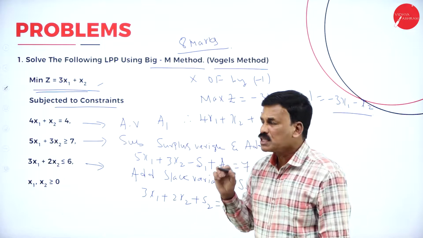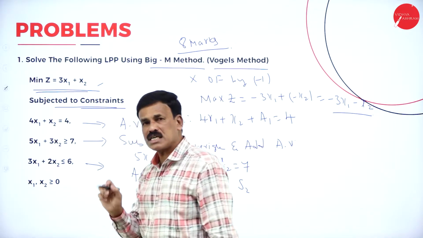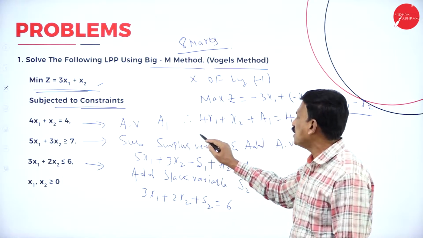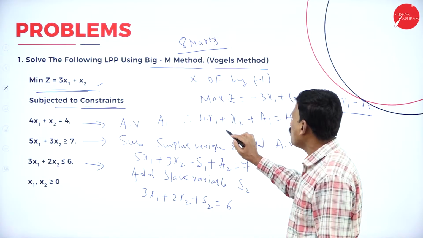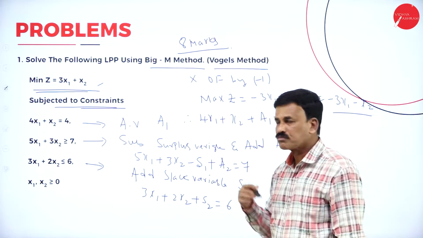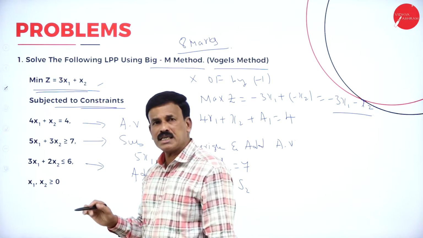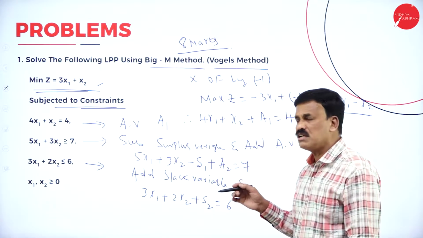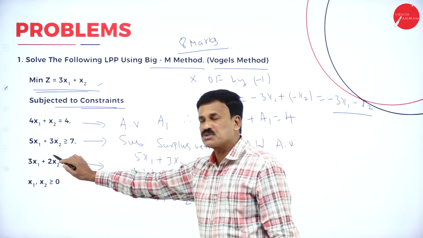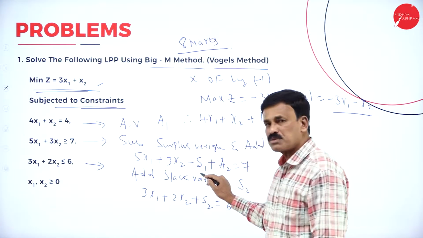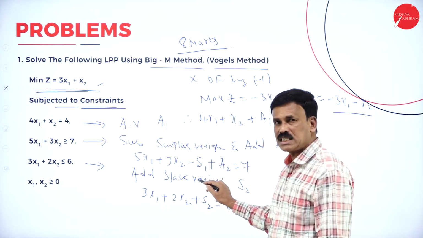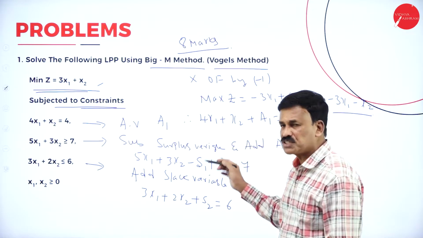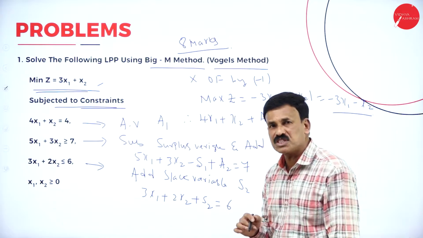Now, the second one is, the constraints. If the constraint is of the form equal to, then we are going to add an artificial variable a1. So therefore the first equation becomes 4x1 plus x2 plus a1 is equal to 4. Suppose if the equation is of the type greater than or equal to, we are going to subtract one surplus variable and add an artificial variable. So therefore this equation reduces to 5x1 plus 3x2 minus s1 plus an artificial variable a2. We already added a1 in the first equation, so take a2 as the second artificial variable.